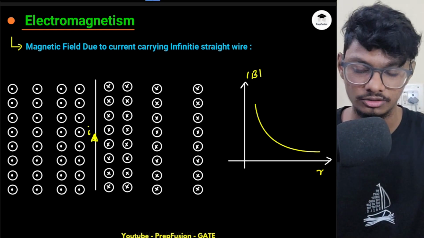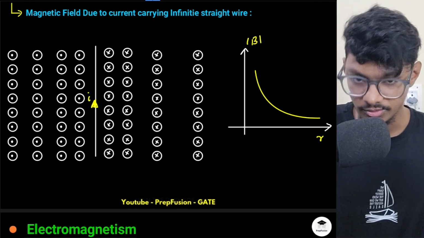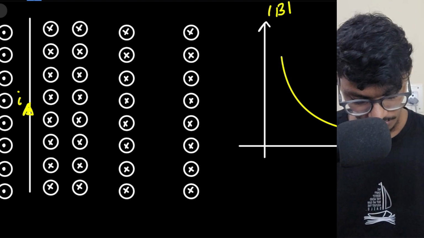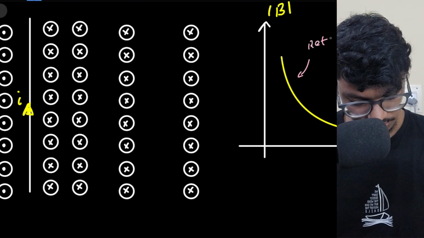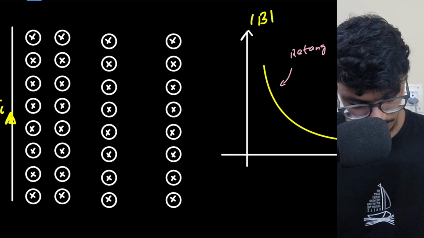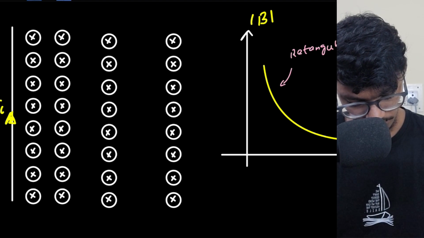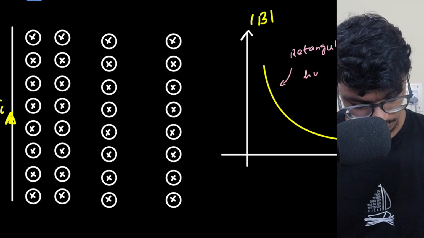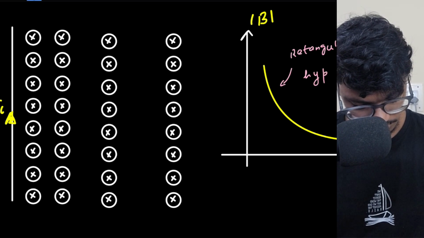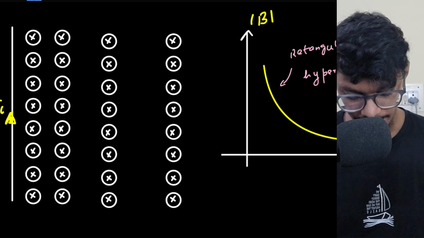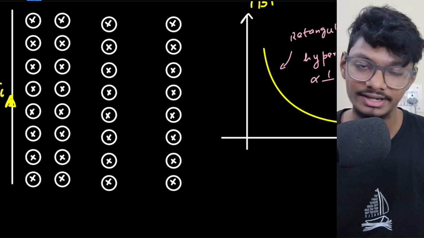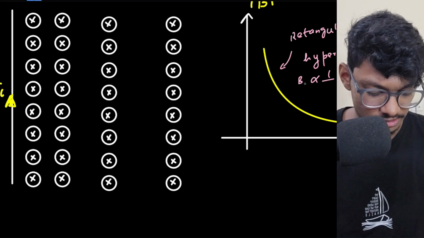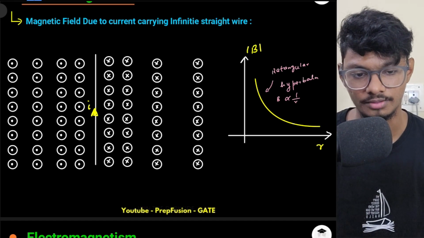R0 direction, basically along the perpendicular direction. So it will be just like a rectangular hyperbola. Okay. Why is it called rectangular hyperbola? Because B varies inversely with 1 by r. That's the name of this particular function, rectangular hyperbola, right?